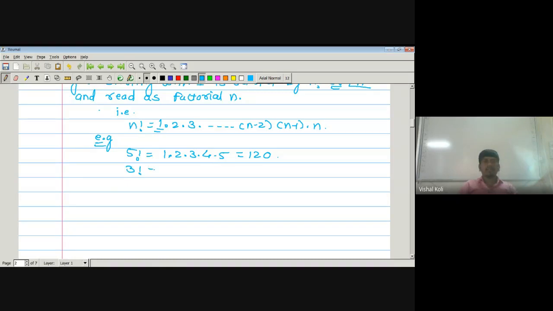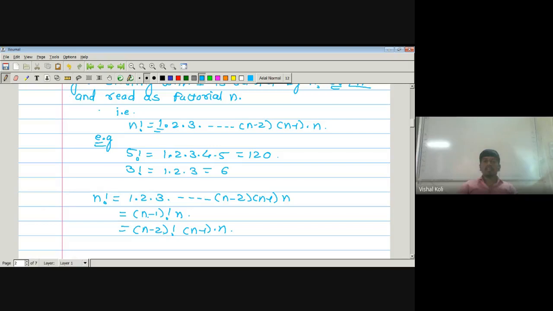Similarly, 3 factorial is nothing but 1 into 2 into 3, 1 into 2, 2 into 3, which is equal to 6. But n factorial can also be written in another way. Since n factorial is the product of n consecutive integers starting with 1, this is nothing but n minus 1 factorial into n. Since the product of n minus 1 consecutive integers starting with 1 is n minus 1 factorial, and into n. Similarly, it can be written as n minus 2 factorial into n minus 1 into n.